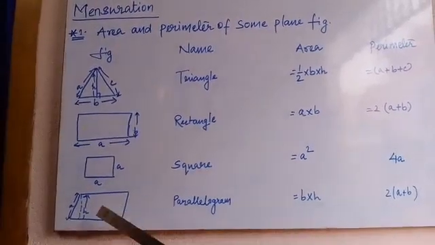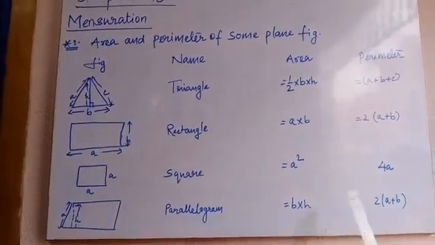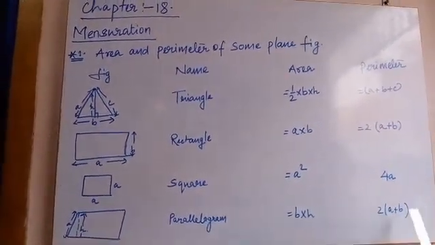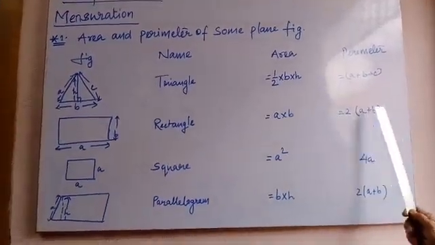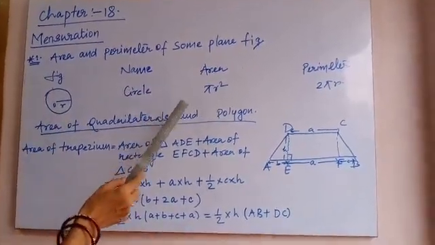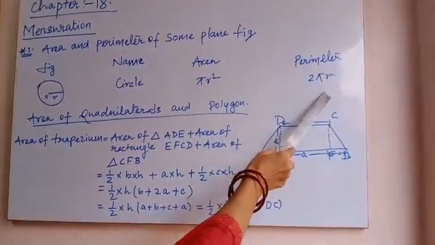And fourth is parallelogram. In parallelogram, area equal to B into H. And perimeter equal to 2 into (A plus B). Here the perimeter of parallelogram and the perimeter of rectangle are equal. This figure is circle. Area of circle equal to pi r square and perimeter equal to 2 pi r.